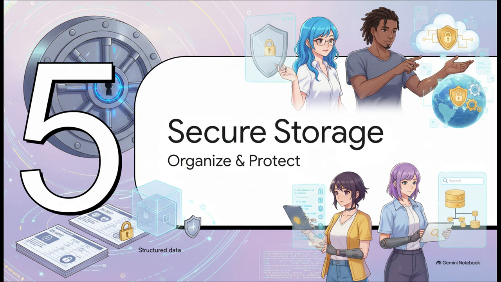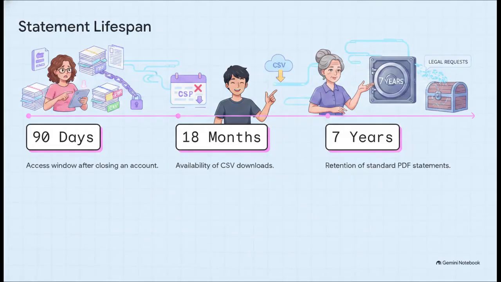Finally, Section 5, Secure Storage and Organization. Now that we have the data, we need to protect it. You really need to pay close attention to this timeline for your data's lifespan. Wells Fargo retains standard PDF statements for up to 7 years, but, and this is a huge but, if you ever close an account, your online access vanishes in just 90 days. You have a strict 90-day window to download everything before it gets sent to the deep archives. And trust me, that can be a total nightmare to retrieve later.